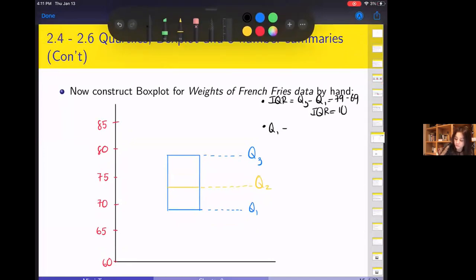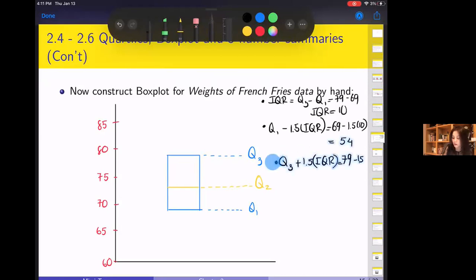All right, so this one equals 69 minus 1.5 times 10, right? 69 minus 15, which is 54. That's the left-hand side of the range. Now, Q3 plus 1.5 times IQR, which is 79. I'm sorry, yeah, this is right. I'm going to move it to the left so I can write.